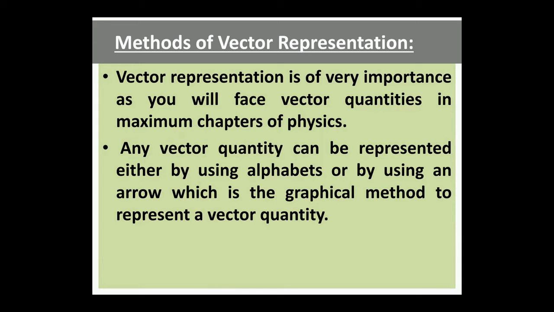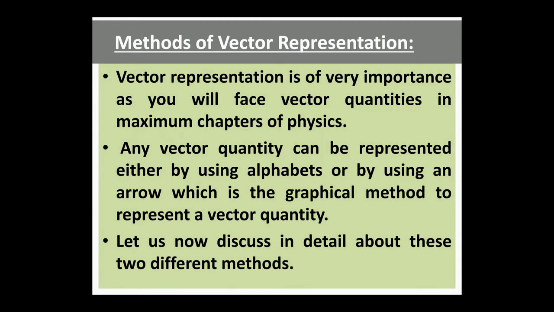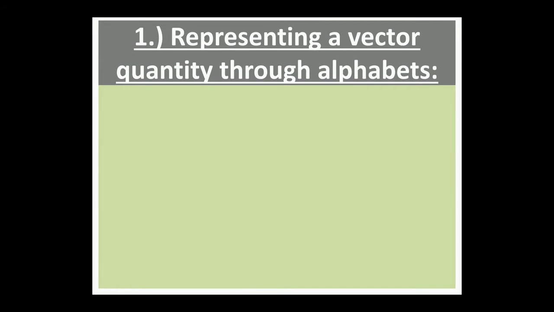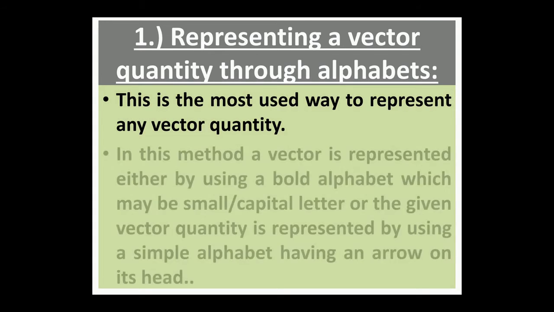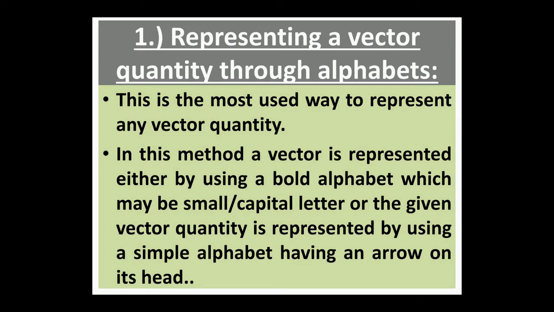So any vector quantity can be represented either by using alphabets or by using an arrow, which is the graphical method to represent a vector quantity. Let us now discuss in detail about these two different methods. So first method is representing a vector quantity through alphabets. This is the most used way to represent any vector quantity.